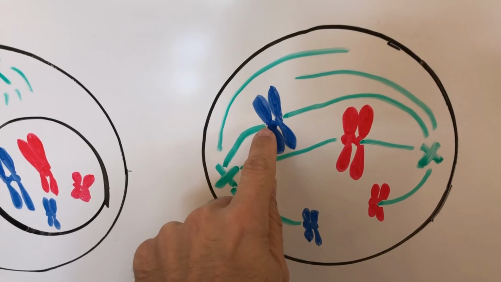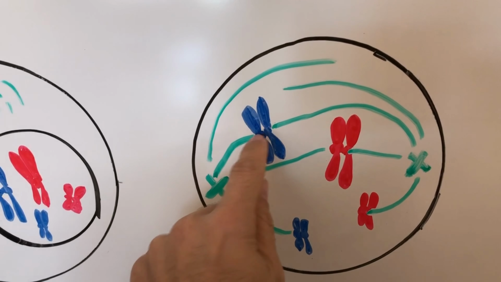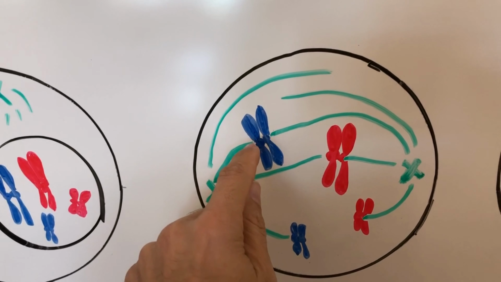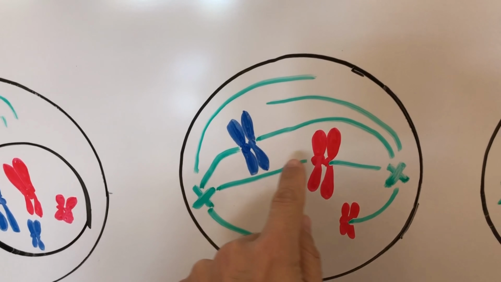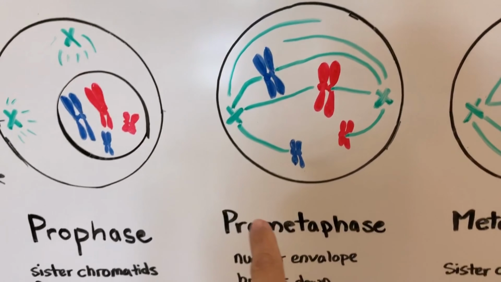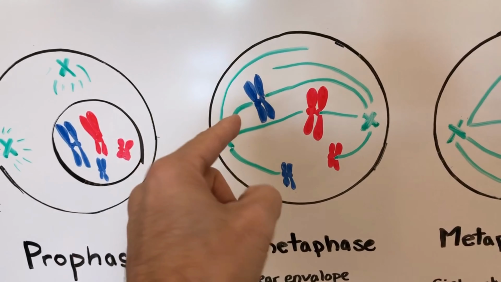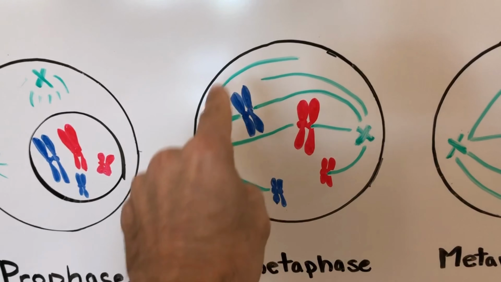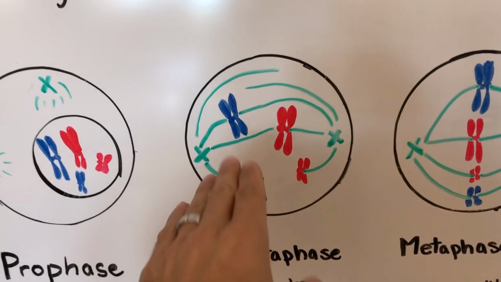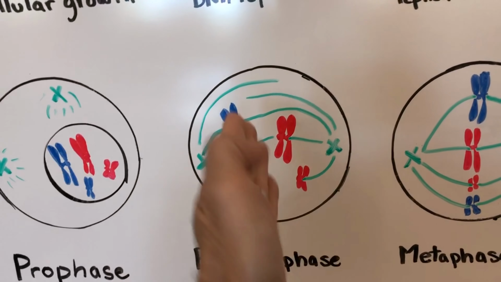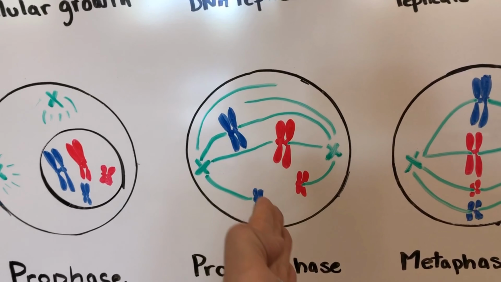Kinetochores are proteins at the centromere that are docking sites for the microtubules. Microtubules attach to them, okay? So again, what's important about prometaphase: the nucleus breaks down, and microtubules attach to the kinetochores on the sister chromatid pairs. And notice that the sister chromatid pairs start making their way to the center of the cell.